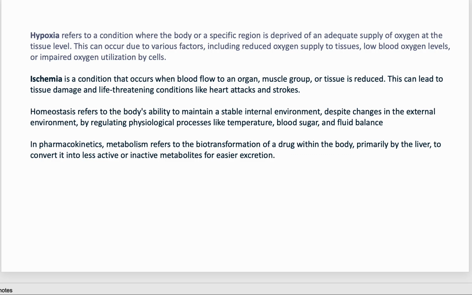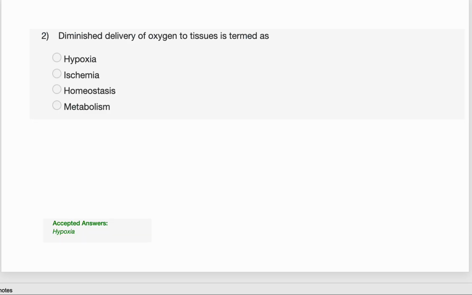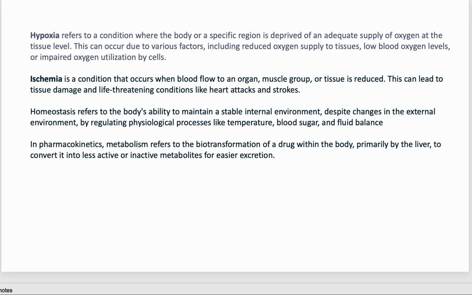Homeostasis, whereas, means the body's ability to remain in equilibrium, like our body's tendency to maintain a stable internal environment despite changing external environments by regulating physiological processes like temperature, blood sugar, and fluid balance. Now, the last option was metabolism. Metabolism refers to the biotransformation of a drug within the body, primarily by the liver, to convert it into less active or inactive metabolites for easier excretion.